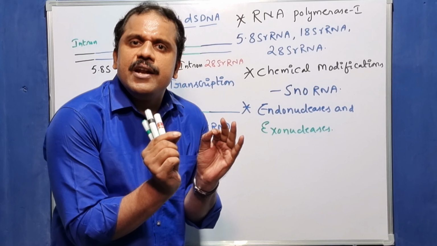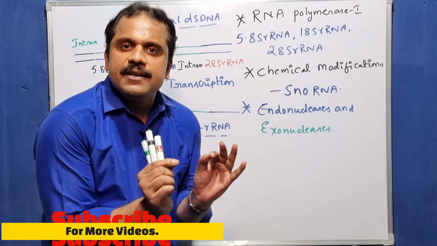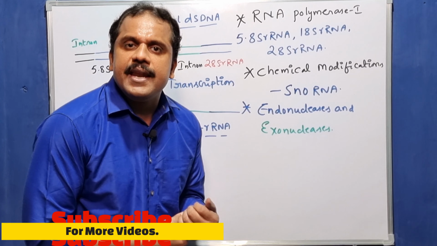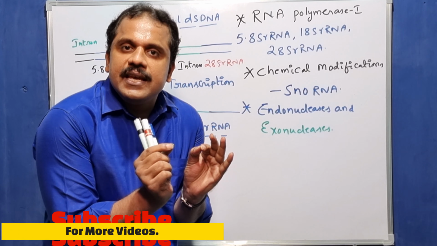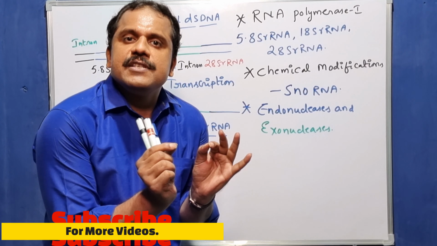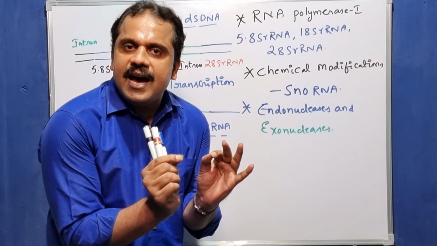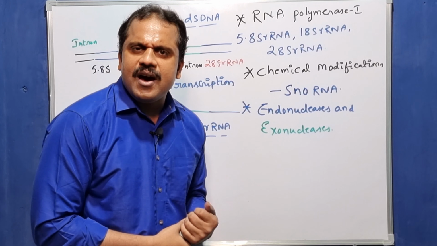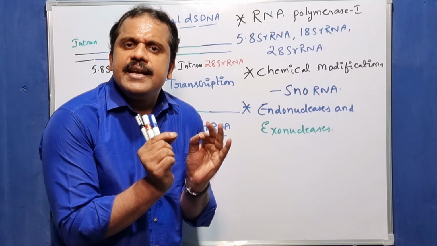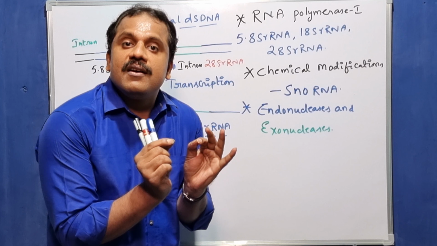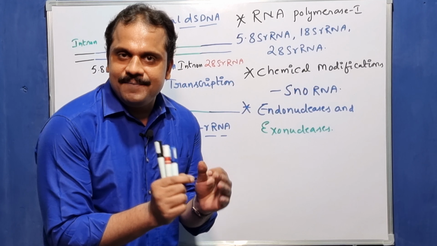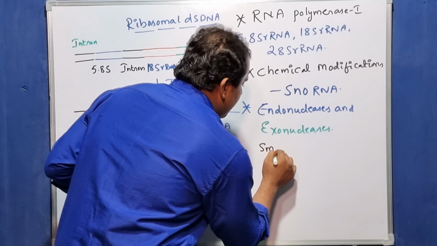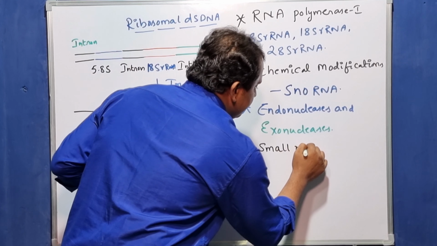So in order to organize the splicing process, the rRNA processing event takes advantage of a specific RNA, and that specific RNA is nothing but snoRNA. So what is snoRNA here? snoRNA stands for small nucleolar RNA. Is it clear? So let me write it here. Small nucleolar RNA.